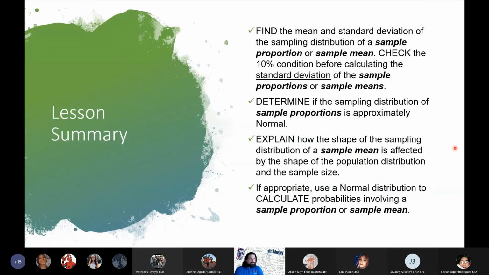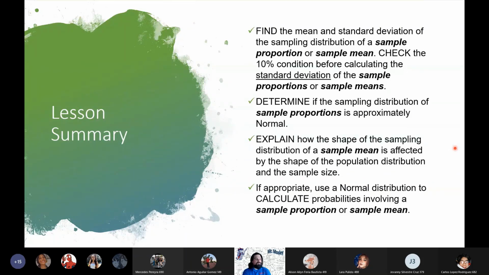All right, so in summary, we can now find the mean and standard deviation of the sampling distribution of a sample proportion or sample mean. We know that we need to check the 10% condition before calculating standard deviation of sample proportions or sample means. We determine the sampling distribution of sample proportions. If the sampling distribution of sample proportion is approximately normal, we have to check the large counts condition.